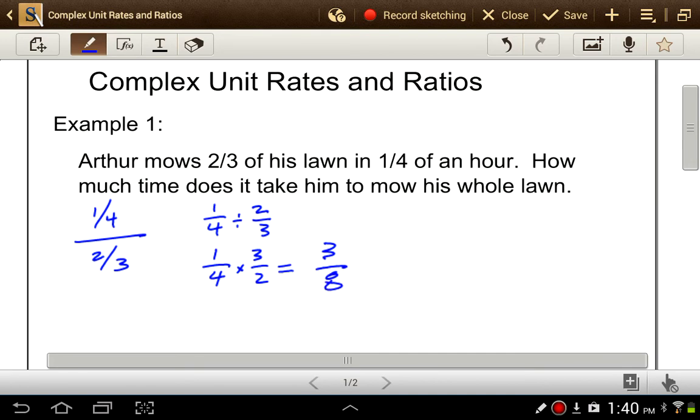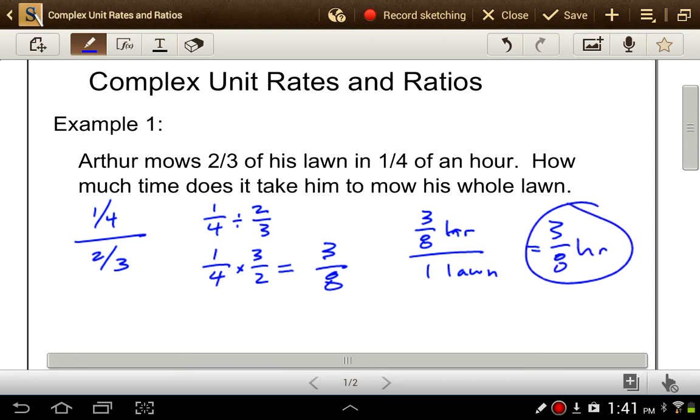Okay? So, how much time is it going to take? Well, he's going to get 3/8 of his lawn done in 3/8 of an hour. Okay? He's going to get 1 lawn done. That's our ratio. So how long is it going to take him to mow? 3/8 of an hour.